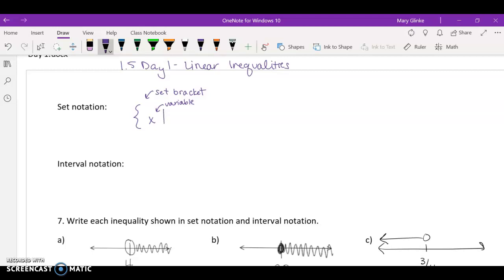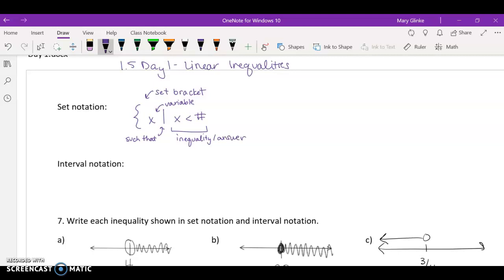And then you're going to draw a vertical line. Now that vertical line means such that. So this is saying I solved for x and this is what happened. And then after that, you're going to write your answer. Normally, you're not going to have that bracket underneath. You're just going to have like x is less than a number. So what's happening is this portion here is your actual inequality, slash the answer.